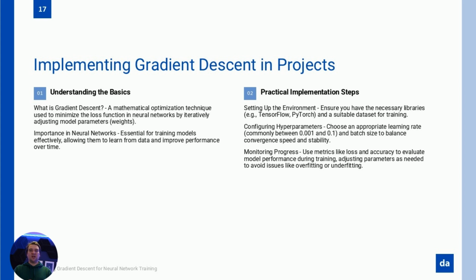Let's say you're building a model to predict housing prices. You set up your environment with TensorFlow, load a dataset with features like square footage and location, and configure gradient descent to minimize the mean squared error loss. By tweaking the learning rate and batch size, you achieve convergence in half the time it would have taken with default settings. Monitoring the loss curve ensures you stay on track, delivering a model that's both accurate and efficient.